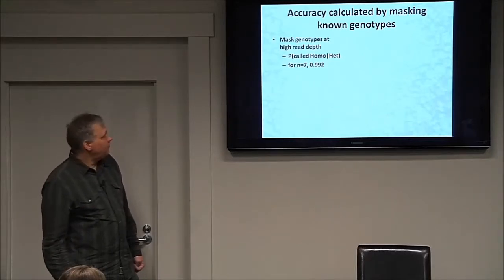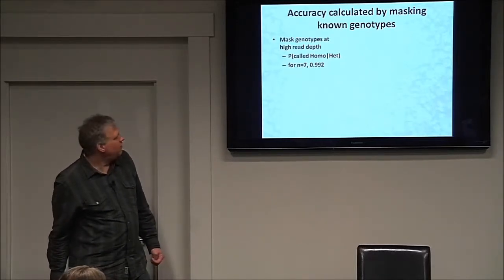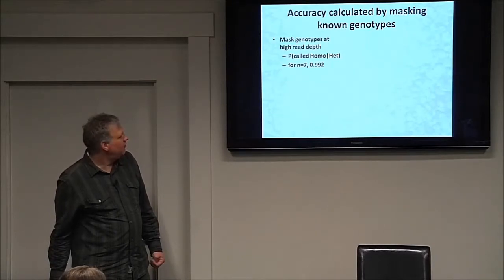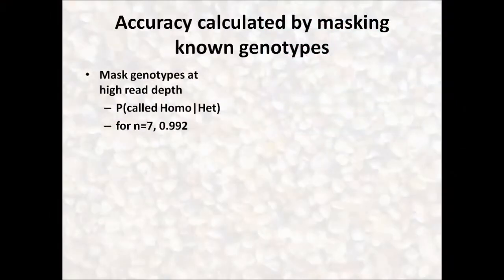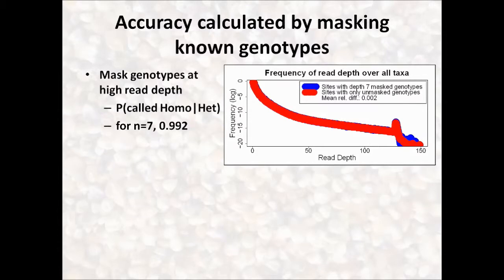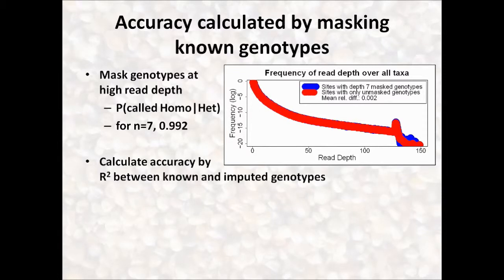So she masked that subset with depth exactly 7, or at least a random sample of those. Then she did the imputation, unmasked those, and asked how often she got it right. This doesn't come out well here, but it basically shows that the distribution of read depth across the SNPs that have sites like that is the same as a random collection of SNPs from the data, so it's still representative. She calculated accuracy by R² between the known and imputed genotypes, so the correlation.